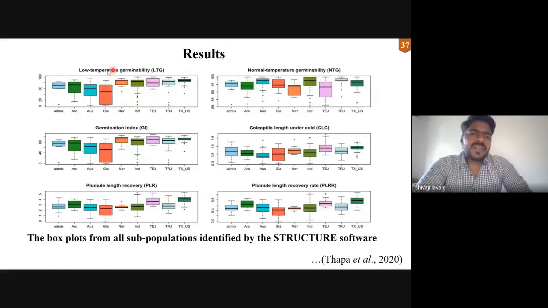The structure software divided the mapping panel into 9 different subpopulations, and the diversity for these particular traits, all the traits, is represented by the box plot. So we can see the box plot represents very high diversity within the population as well as in the entire mapping panel. Then they found out.